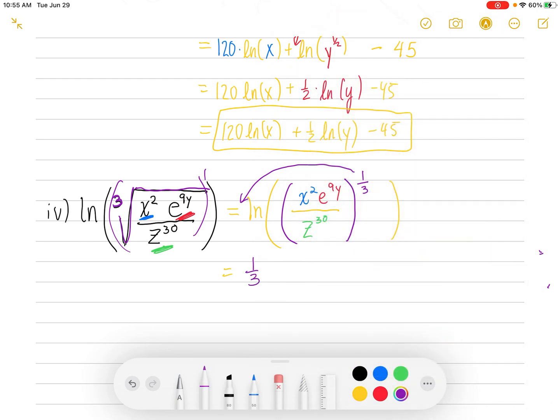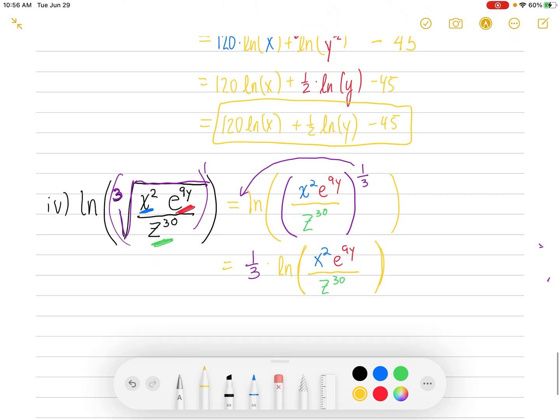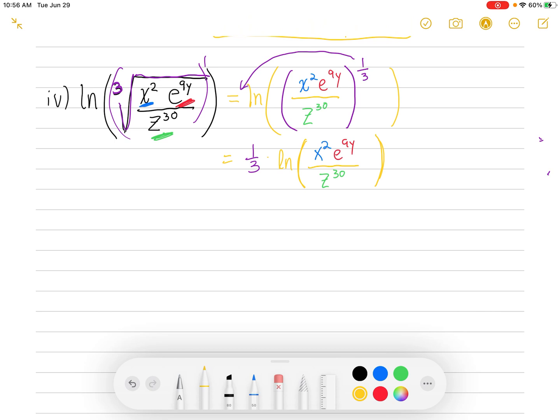Now notice that this 1/3 power is around the entire argument. So what we're going to do is take this 1/3 power and bring it out front. You can do that so long as it's around the entire argument. So we're going to have 1/3 times the natural log of x squared times e to the 9y divided by z to the 30. So we got rid of that big old cube root. We turned it into a 1/3 power and brought it out front since it was an exponent over the entire argument.